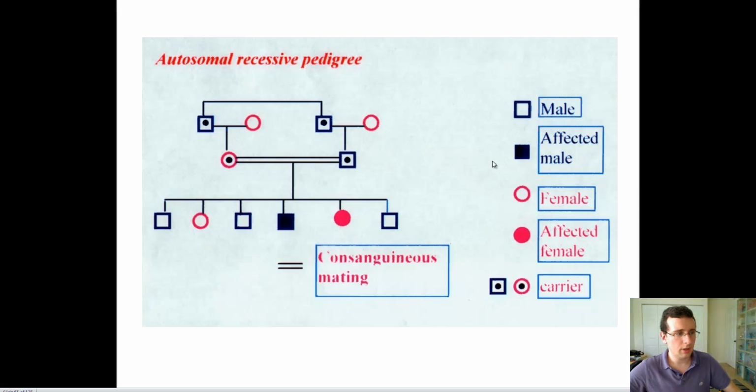Okay? Now here's another one. Another way to see the autosomal recessive pedigree. You see how the trait actually skips a generation. However, it's autosomal because there is no difference between males and females. There's an equal number of males and females that have the disease. So this is going to be an autosomal recessive, not a sex-linked recessive.